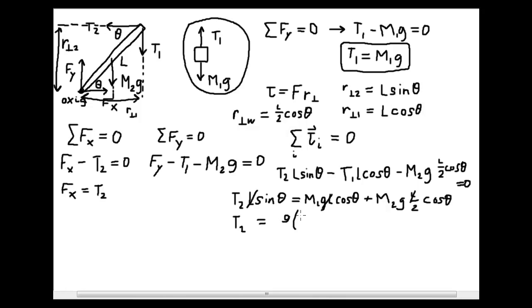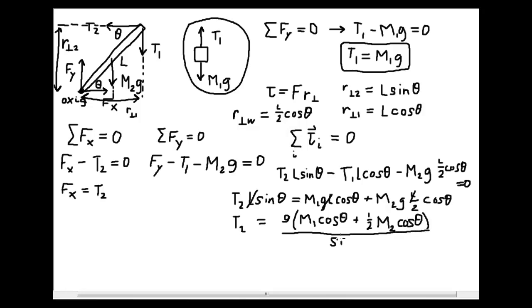So I have G times M1 cos theta plus half M2 cos theta. And I suppose I could have factored out the cosine theta term as well. I probably will do that in my very next step, because this is all divided by, whoops, I don't like that. Let's try that again. Divided by the sine of theta.